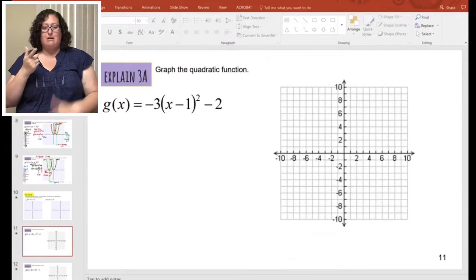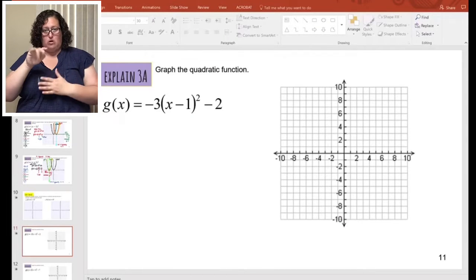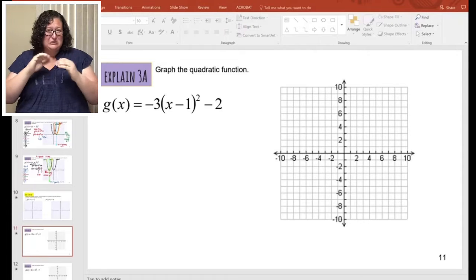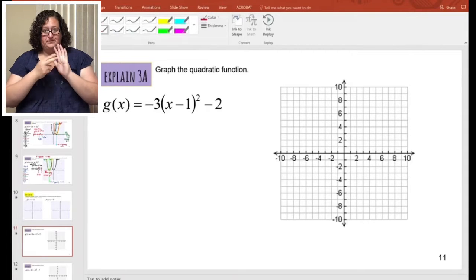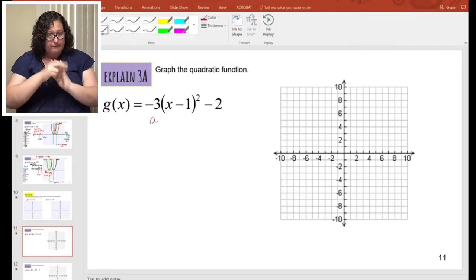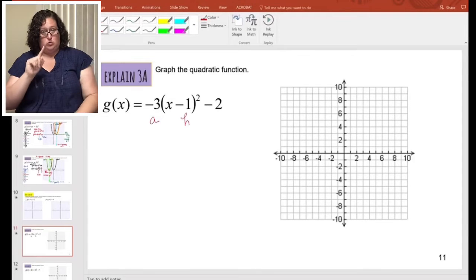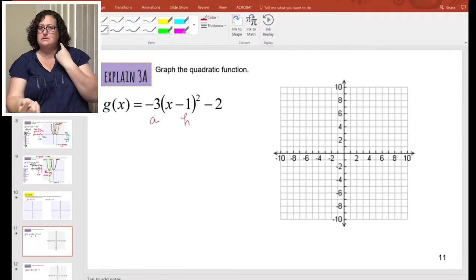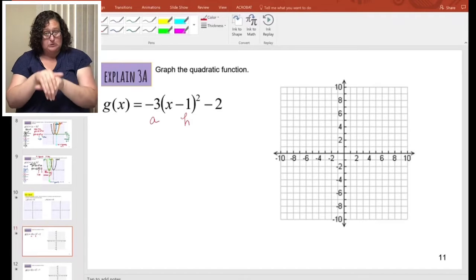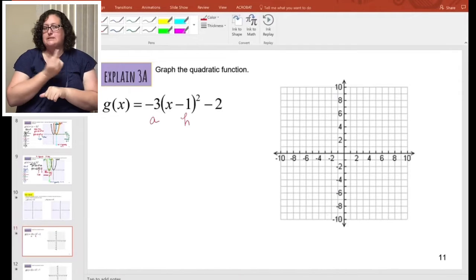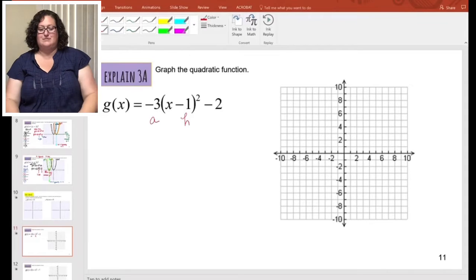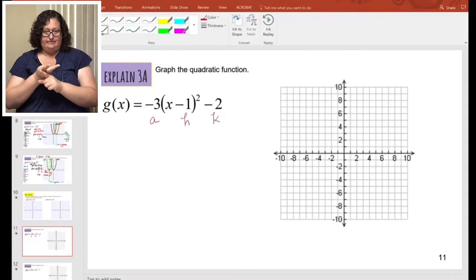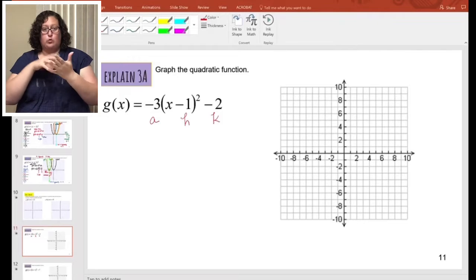Now let's look at explain 3a, graph the quadratic function. And in this video, I am going to teach you a shortcut. You start off by labeling your parts. A is -3, H is 1. Notice how I said 1 and not -1. Remember, if it's inside of the parentheses, you do the opposite. H is a hypocrite. A hypocrite is someone who says one thing and does another. And K you keep. You only need 3 things to graph this parabola.